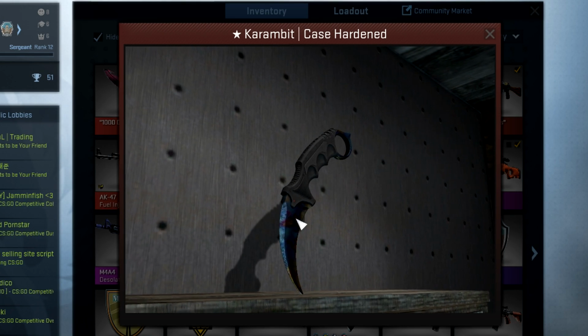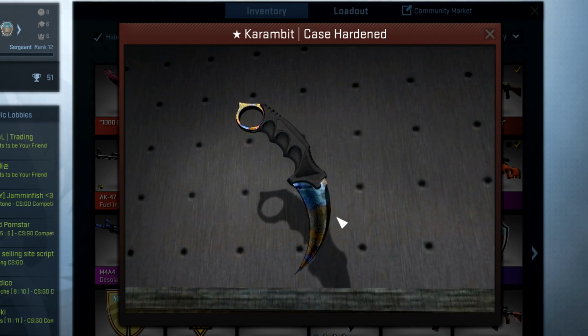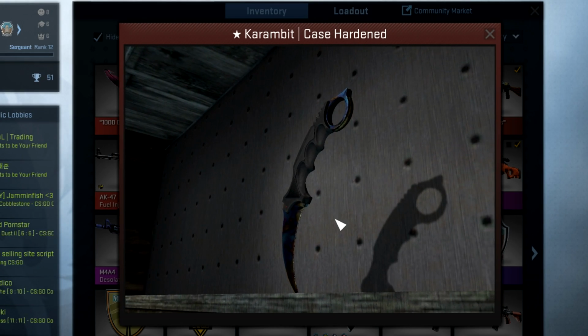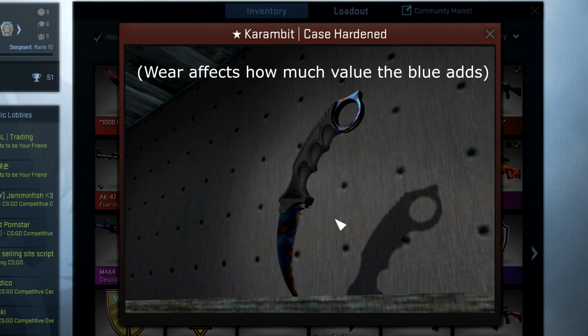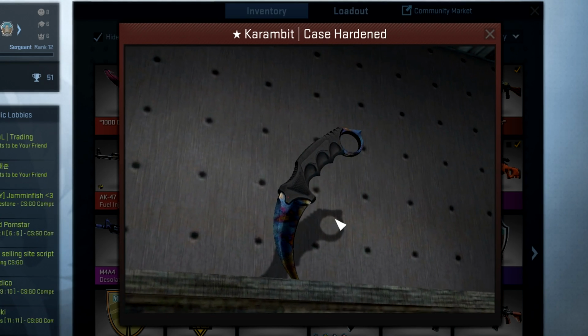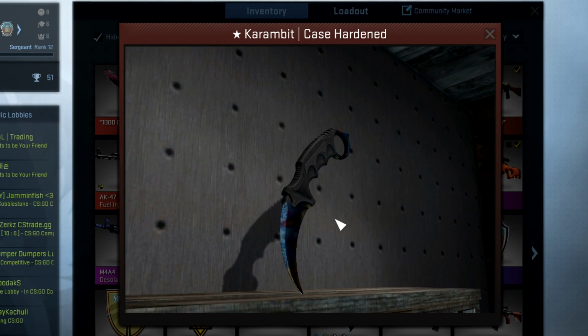But I think that this is also a good example to show you guys because this knife is probably worth a little bit more than market, but it is also battle scarred, so you cannot get as much for it. The wear of these knives plays a big part in how much they're worth. You can have a blue gem Karambit case hardened that is battle scarred, and it won't be as much, obviously, as one that's minimal wear.